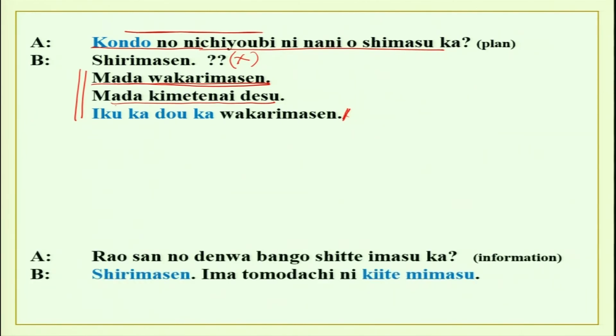Then, Rao-san no denwa bango shitte imasu ka? This is an information which I want to know. Can you tell me this? So, B-san says, shirimasen, I do not know, I have no idea. I have no knowledge, basically meaning I do not have and I do not know. Ima tomodachi ni kiite mimasu. We did this last time, so I will just ask my friend and see, basically get the number from him.